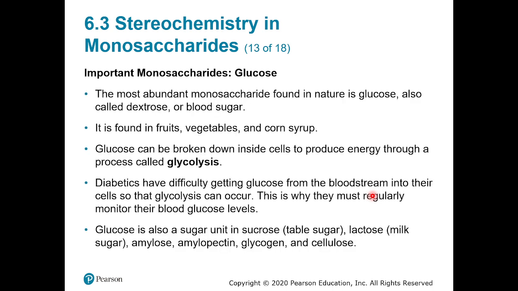Okay. All right. So let's talk about some of the important monosaccharides and their importance. We have glucose here. This is the most abundant monosaccharide found in nature. Also called dextrose, or blood sugar. This is typically what you're measuring when you're talking about blood sugars, because this is the form of sugar that your body needs to use. This is the form of sugar that provides your brain with all of its energy.